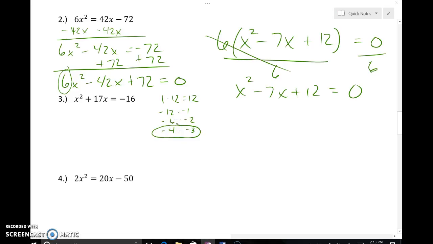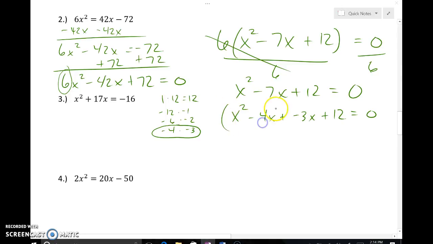So now I'm going to break apart that middle term. x squared minus 4x plus negative 3x plus 12 equals 0. Again, I'm using the grouping technique. Some of you might have some other techniques that work as well. But ultimately, when you get your two factors, you're going to do the same process.